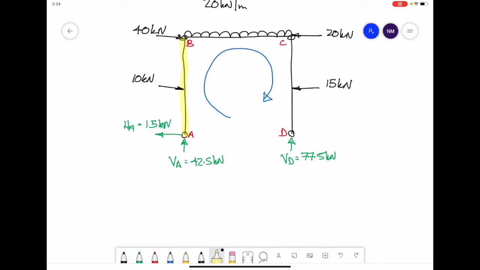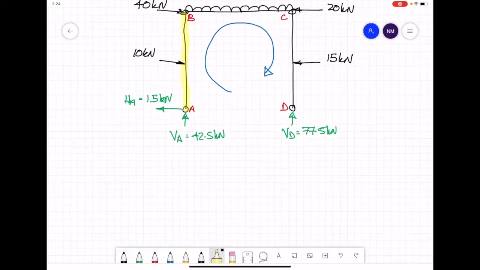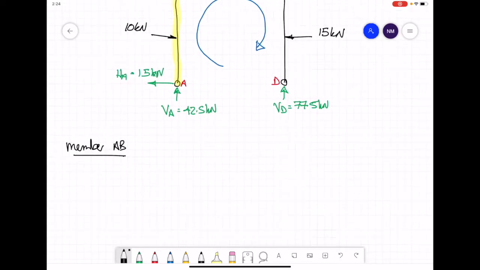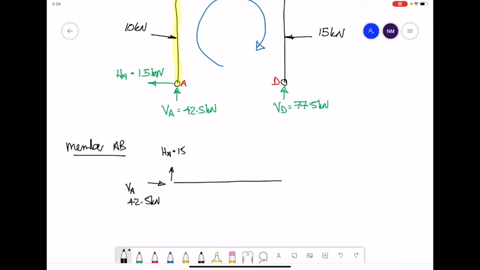Drawing joint A on the left hand side, this is our member, rotating it around 90 degrees so it's horizontal. We should have our reaction forces VA, which is 42.5 kilonewtons, and HA, which is 15 kilonewtons. We have the 10 kilonewtons applied in the middle of the beam.